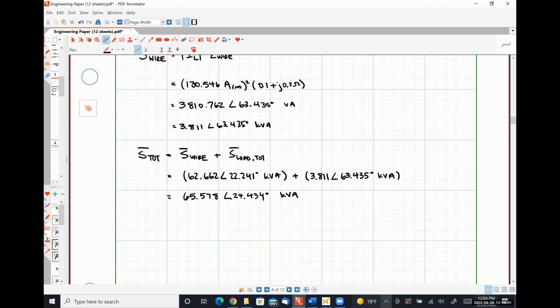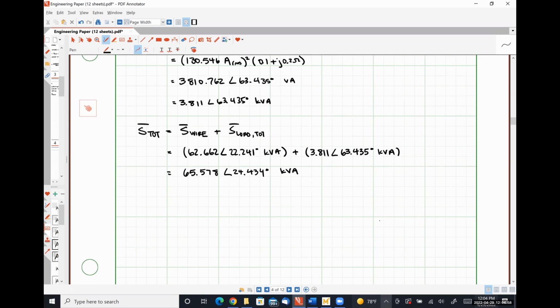So, knowing this, how do I determine the power factor at which my voltage source operates? Cosine of this angle right here. Absolutely correct. So my power factor for my voltage source, PF VS, is simply the cosine of 24.434 degrees.